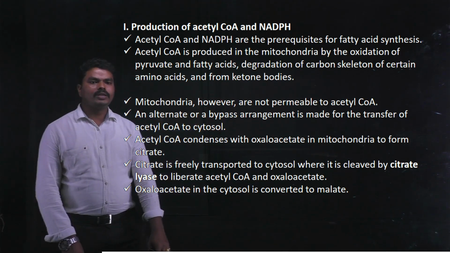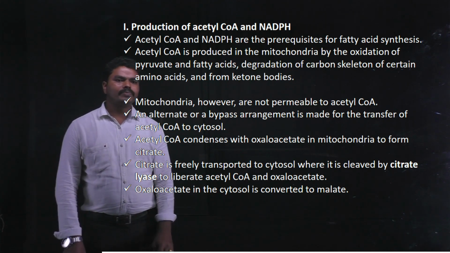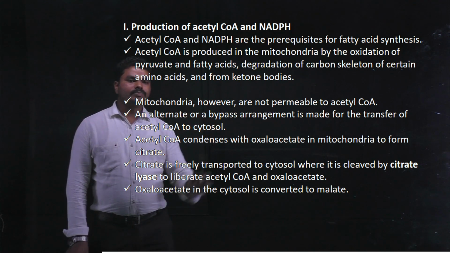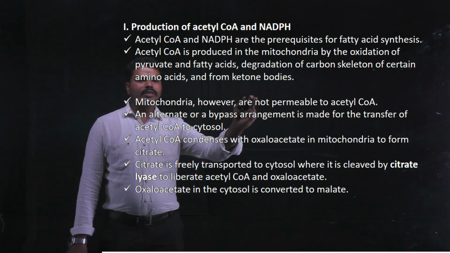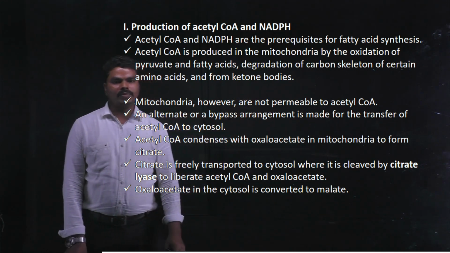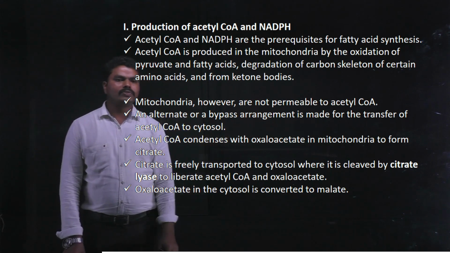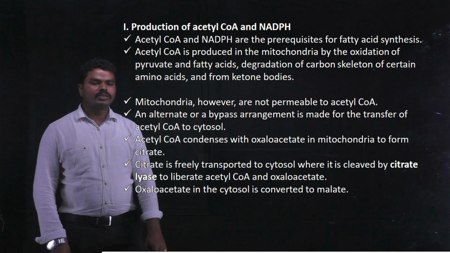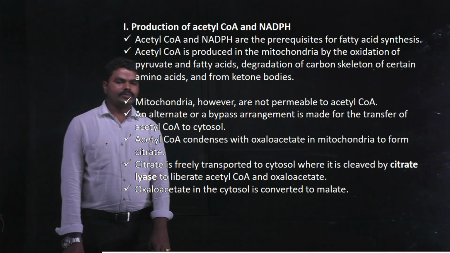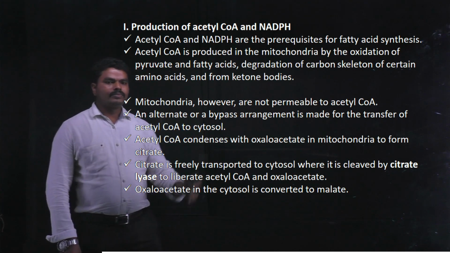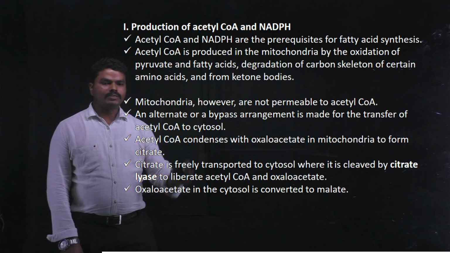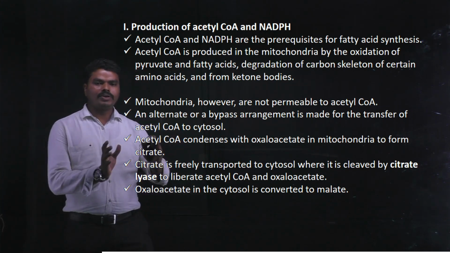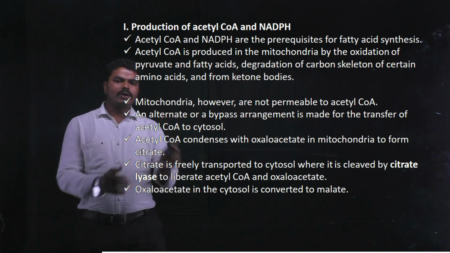So the acetyl-CoA is produced in the mitochondria by the oxidation of either pyruvate and fatty acids, or it may be produced from the degradation of the carbon skeleton of certain amino acids, or from the ketone bodies. So these are the sources of acetyl-CoA production in the mitochondria. And the mitochondria is not permeable for the acetyl-CoA. The acetyl-CoA is produced in the mitochondria.